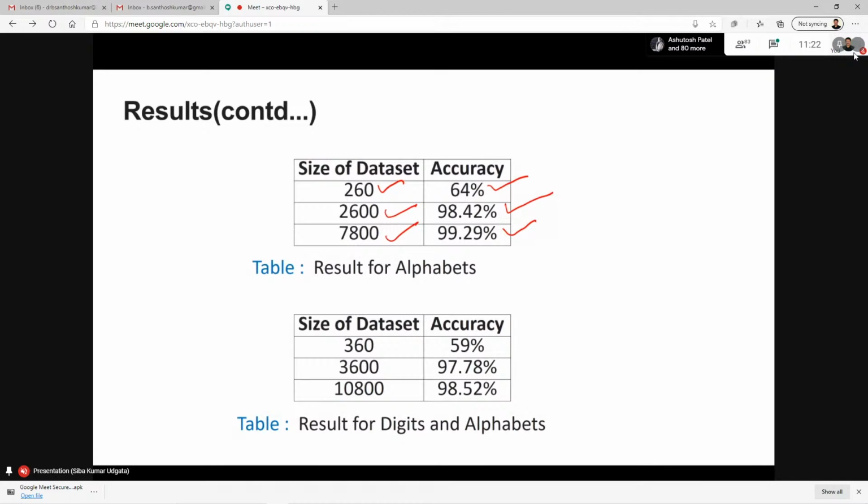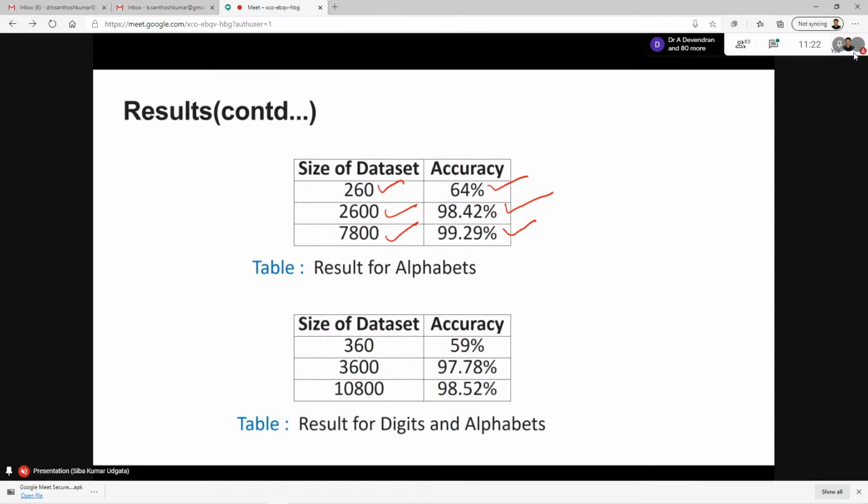Now there is another problem. How do you distinguish between 0 and O? We could not distinguish them because, as far as the gesture is concerned, digit 0 and alphabet O are the same. What we did in this case is that we write 0 clockwise and O anti-clockwise. That's how we distinguish them.